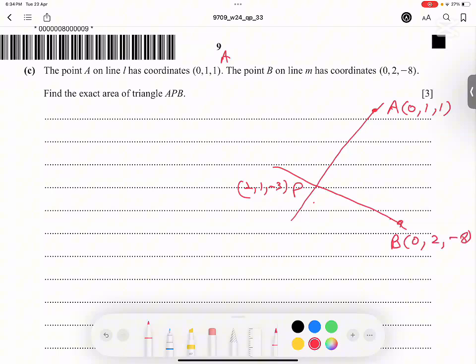And what are we looking for? We are looking for a triangle, you can see, because A lies on one line. Let's say this is line L and this is line M. So we have to find the exact area of triangle APB. So you can see this triangle's area we are looking for.